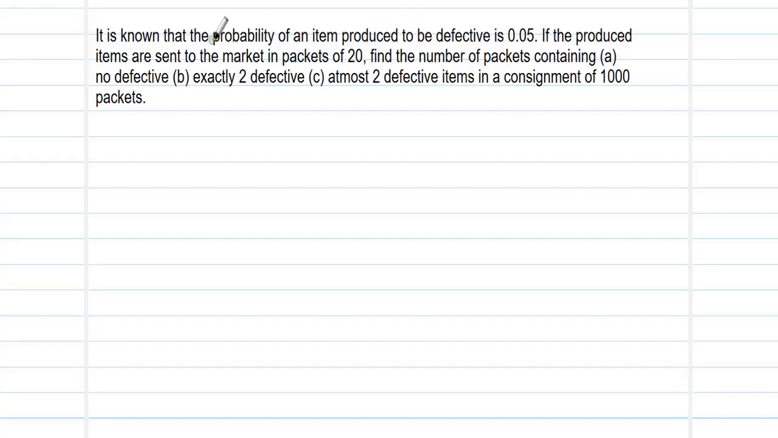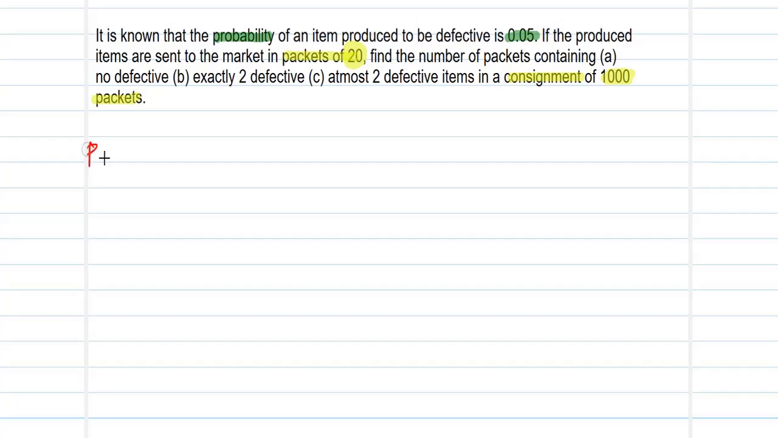The probability of the item to be defective is given as 0.05. The next thing is that it is sent to the market. The items produced are sent to the market as a packet of 20. And the third clue is that you have a consignment to hold 1000 packets. So we will take these clues to see what can be effectively derived from the data given.